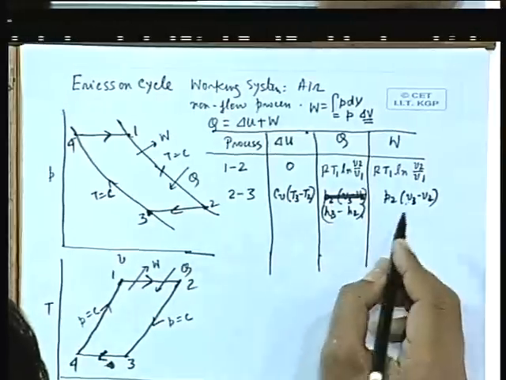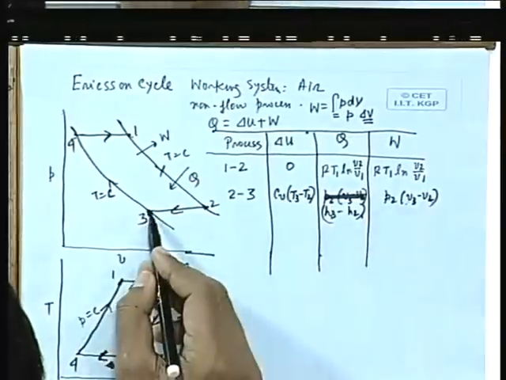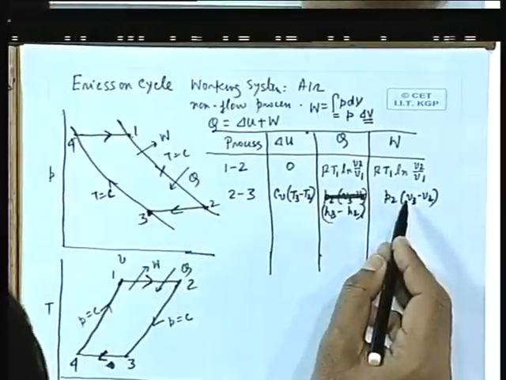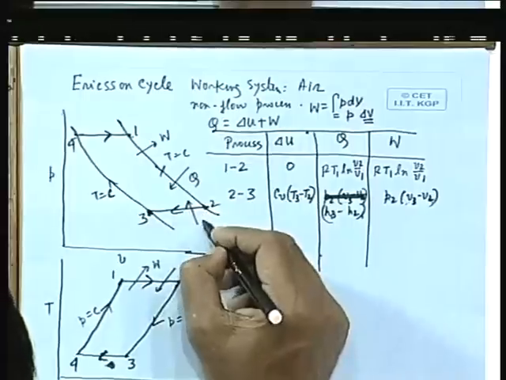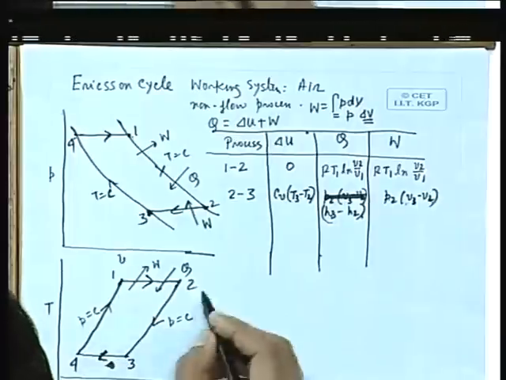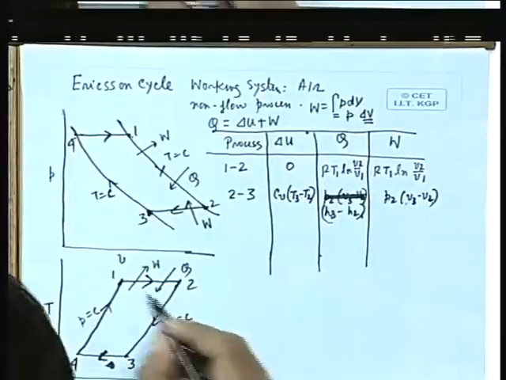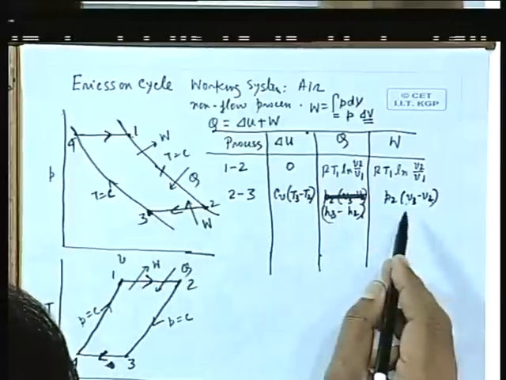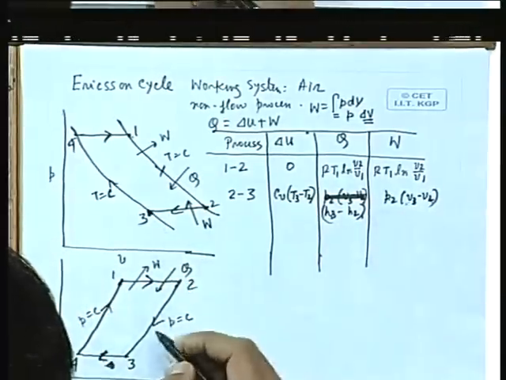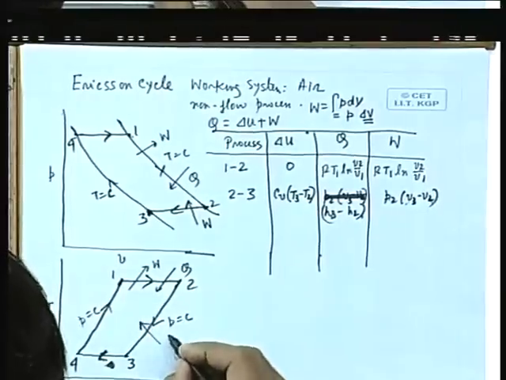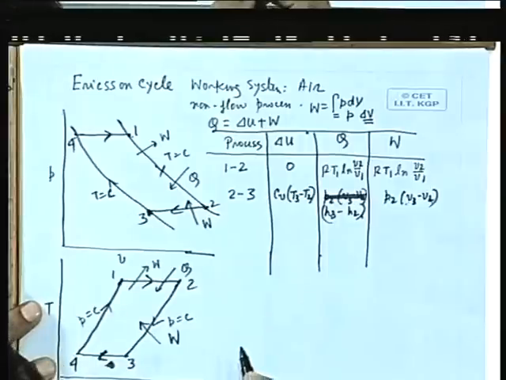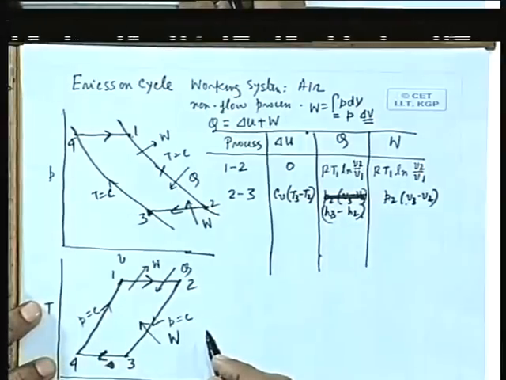Now you see that V3 minus V2, V3 is less than V2, so this is negative. So work is negative, which means work is done on the system. In the 2-3 process, you see the work is P2 times V3 minus V2. Therefore work is done on the process 2-3.